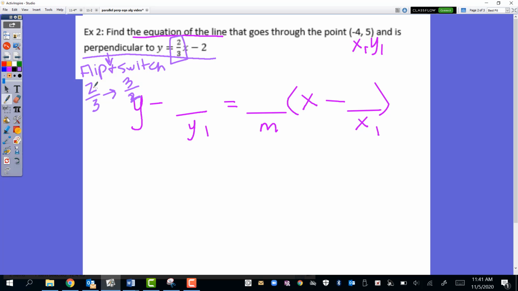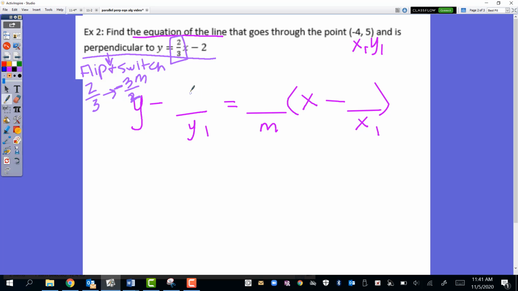That's a 2. And then I'm switching the sign. So this was positive 2 over 3. So now this one has to be negative 3 over 2. And now that is my slope. And now I'm ready to plug those numbers in. Okay, that is the only new step. All of this we have done before.